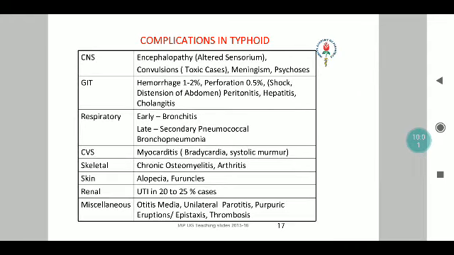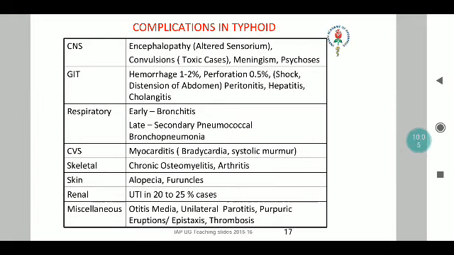Now, coming to the complications of typhoid fever, the CNS complications include encephalopathy because of altered sensorium, convulsions because of toxic cases, or even meningitic features. Gastrointestinal complications include hemorrhage, perforations, peritonitis or hepatitis. Respiratory complications are those which are similar to chronic bronchitis in early stages and later stages which mimic pneumonia.